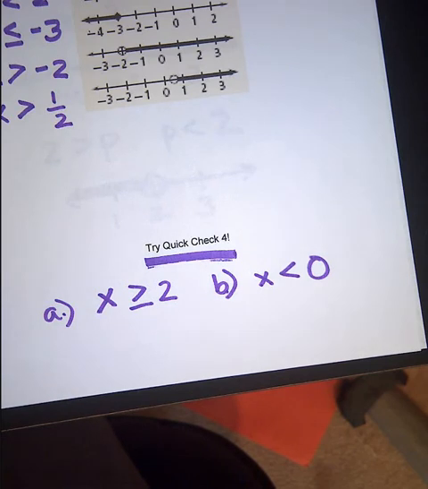And this is what we've got. You can go back and rewatch any parts that you're not sure of.